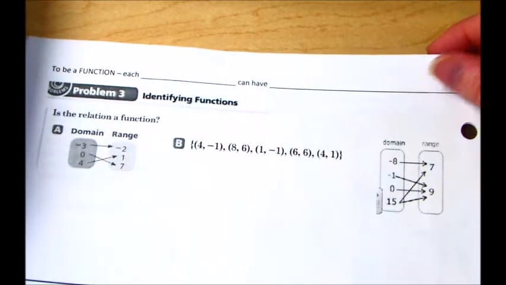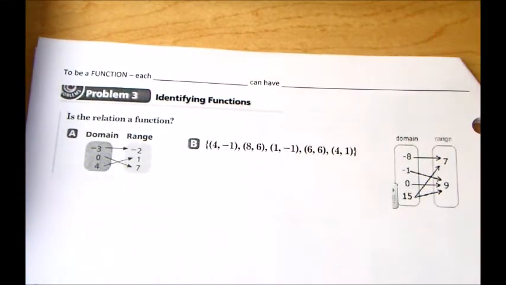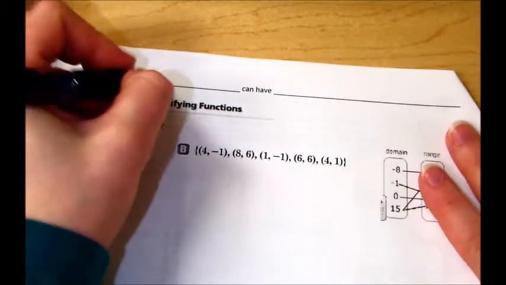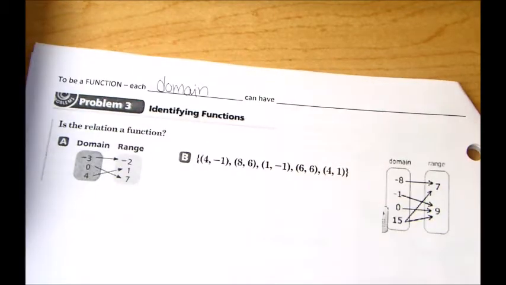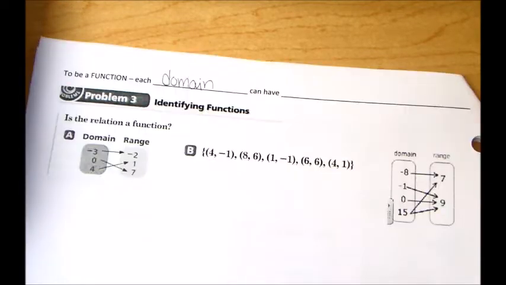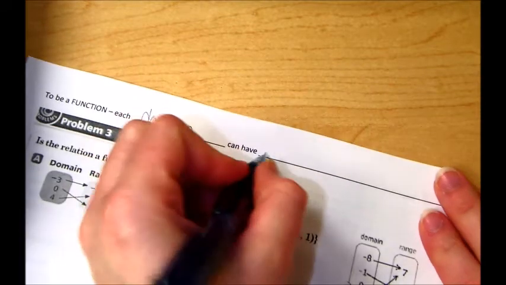Let's look at the next example, problem 3. How can I tell if something is a function? Well, in order to be a function, each domain, I know my left hand's in the way there, can have only one range.